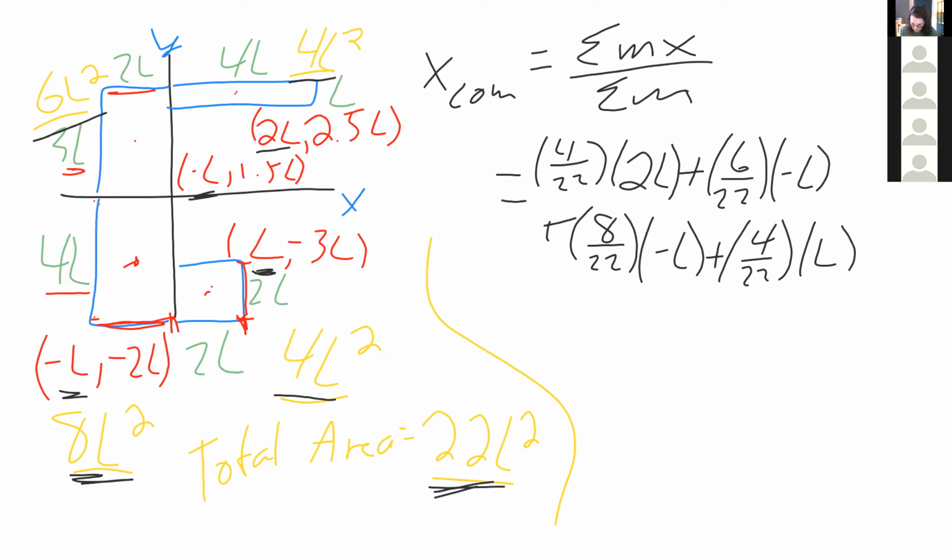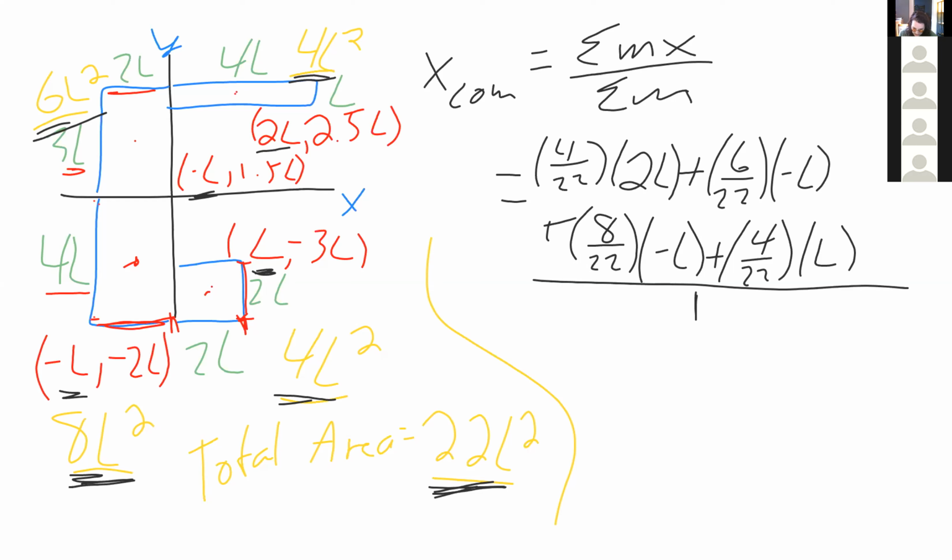All right, so all of that is the numerator. That's all the sum of the masses times the positions. In the denominator, I have the sum of the masses. Now, the way that I define my masses in terms of my area means that when I add these all up, 4L squared plus 6L squared plus 8L squared plus 4L squared, what I will end up with is 22L squared on 22L squared. In other words, this is going to be a mass of 1 total, just because of the way that I've defined it.